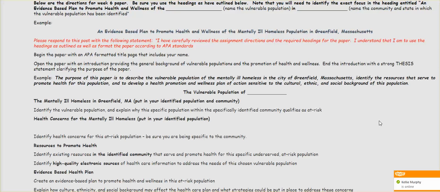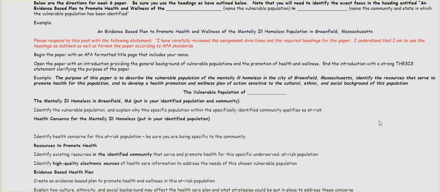Then you're looking at the health concerns for that population. Make sure you identify the specific health concerns. Pick out the health concerns that you believe are most specific. I wouldn't pick out a lot of health concerns. Do the broad health concerns because you could have a very long list here.